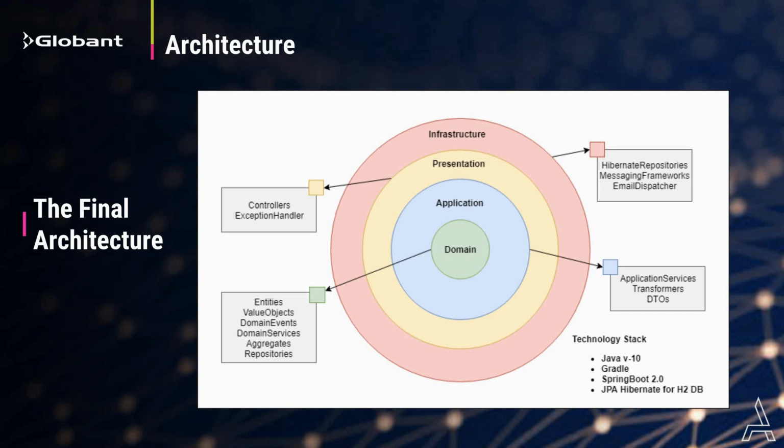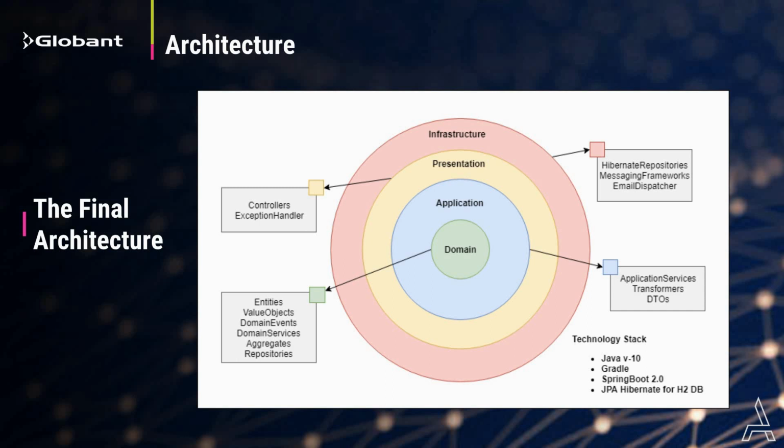The application layer is a thin layer which coordinates the application activity. It is the natural client of the domain layer. It does not contain business logic. Here we will find application services, data transfer objects, and transformers. The domain layer contains information about the domain. This is the heart of our application. All business logic is here. Here we will find our entities, value objects, domain services, domain events, repository abstractions, and aggregates.